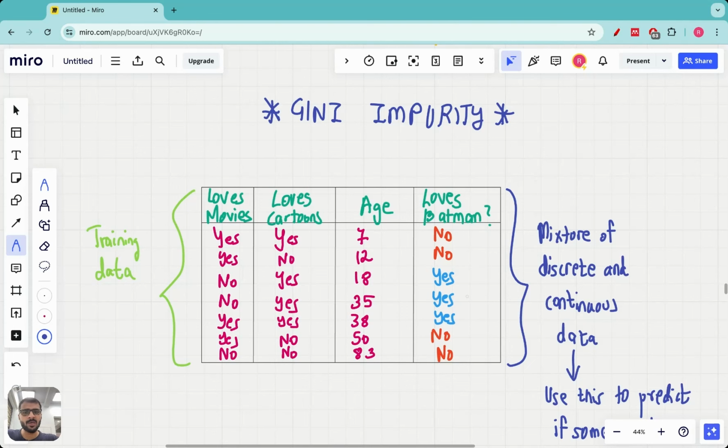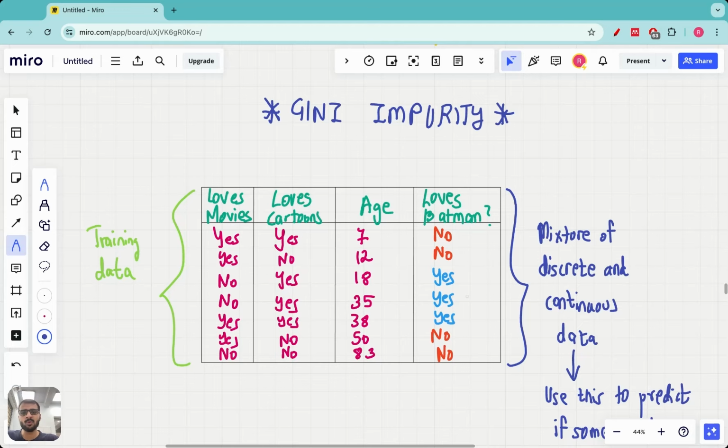Today we are going to learn everything about Gini impurity. We'll also be looking at entropy, but most of the lecture will be focused on Gini impurity. If you are coming into this series for the first time, no problem. I have designed this lecture such that you can understand it.